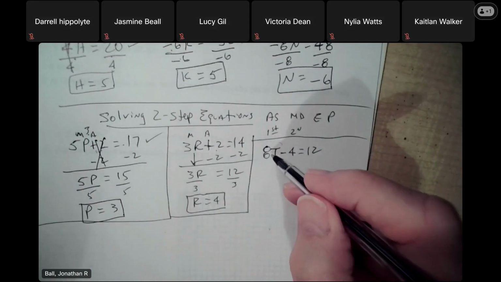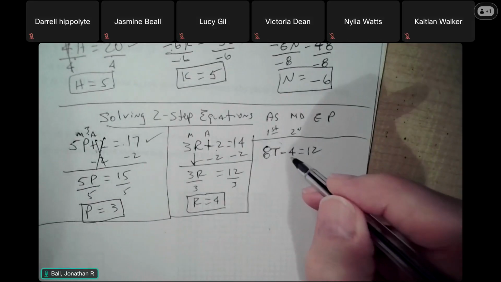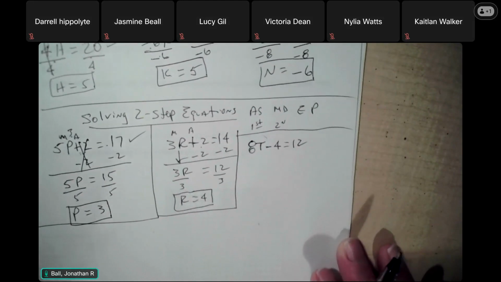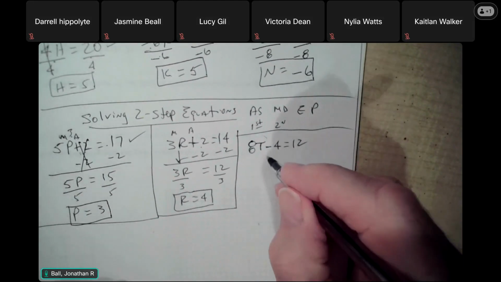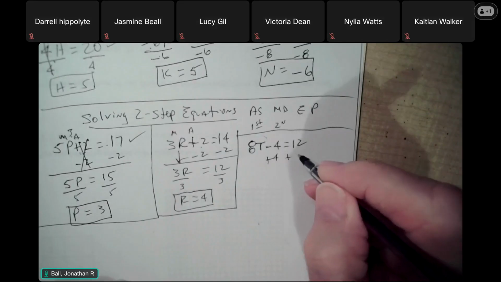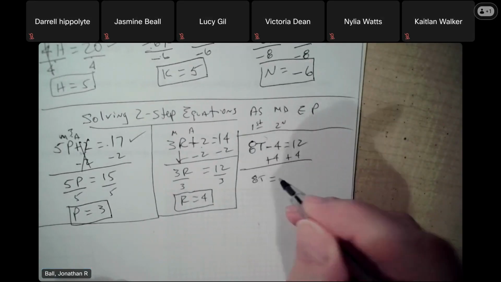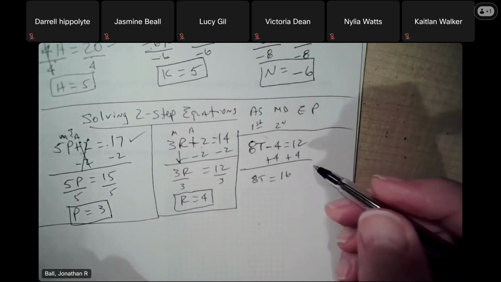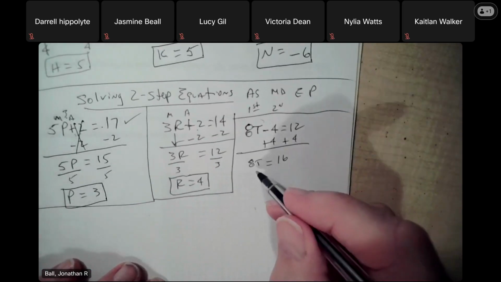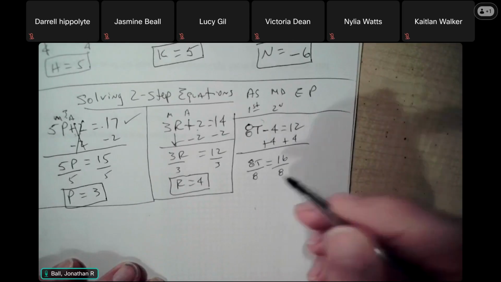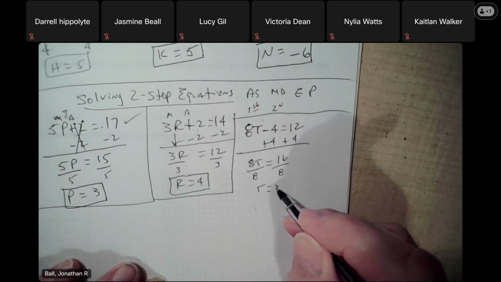Okay. Again, we have multiplication here, subtraction here. So we're just going to do the opposite of whatever it says. We're going to add 4 to each side. 8t is 16. Now we divide by 8. Divide by 8. t is 2.